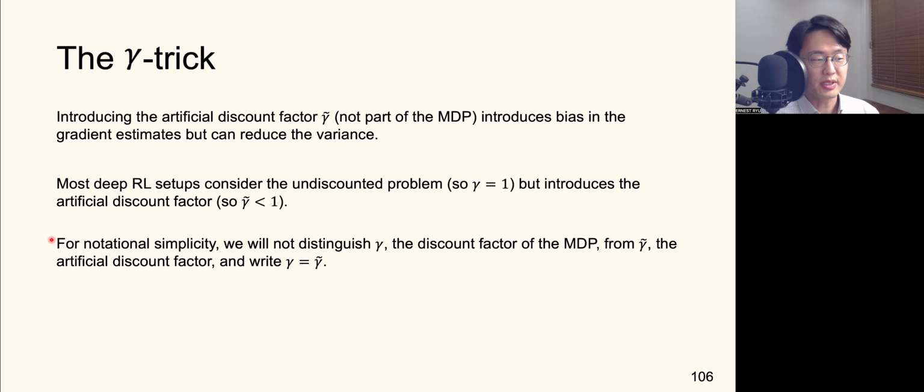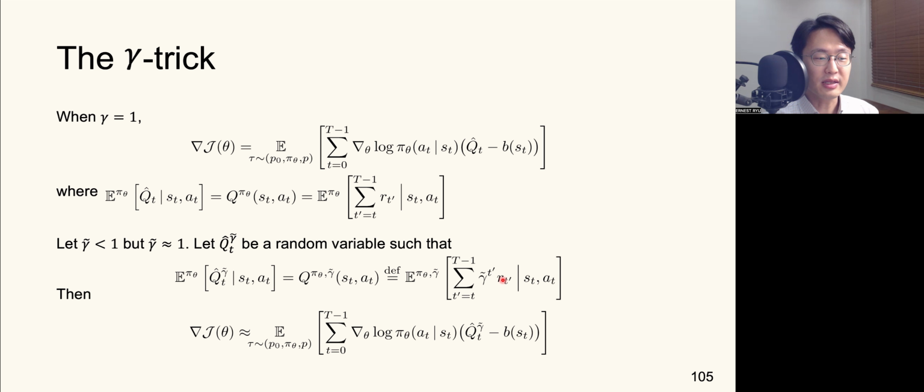For notational simplicity, most of the previous papers that use the artificial discount factor will not distinguish the true discount factor gamma from the MDP from the artificial discount factor gamma tilde. People will just write gamma for both. So sometimes you will see in a paper, people don't explicitly mention this gamma trick. People don't explicitly mention that this is not a true discount factor. It's just an artificial discount factor. And then they will have the discount factor in the computation of Q.